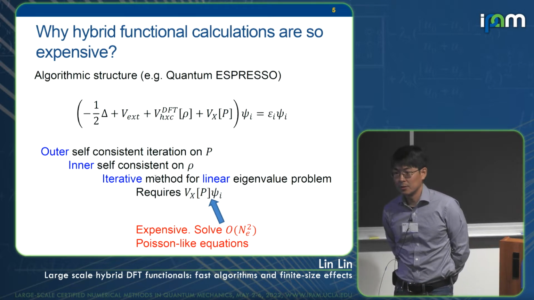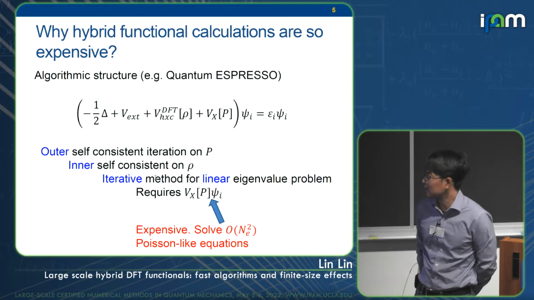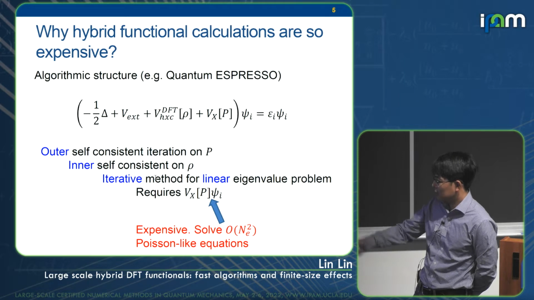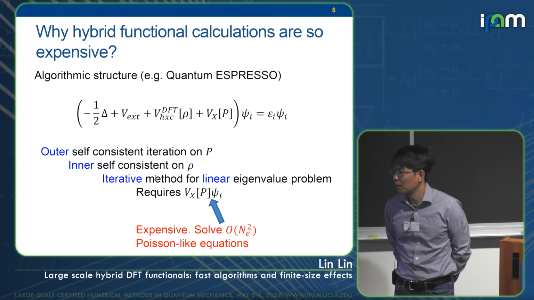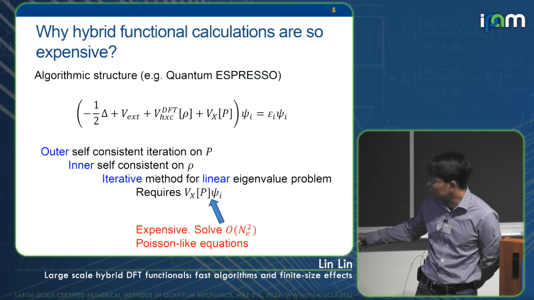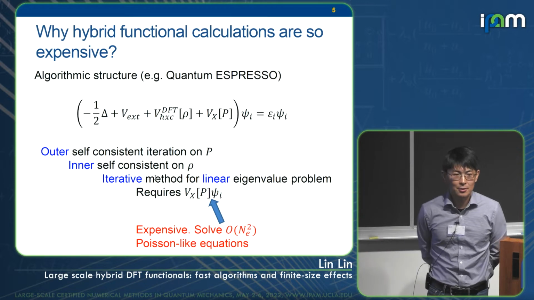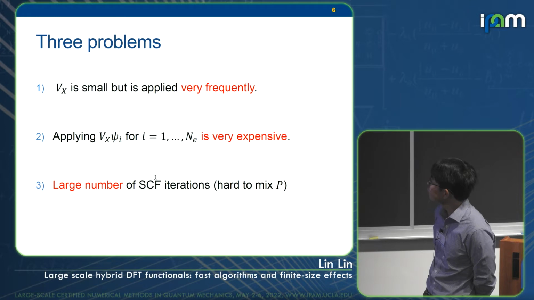And if some of you have done calculations in the plane wave basis set, you know that solving the Poisson equation is usually only done at the outer level: once you are given the electron density rho, you solve a Poisson equation, and that already takes some time. But if you do this at the innermost level and there are NE square of those to solve, you can imagine how much time it costs. That's why it is super expensive.